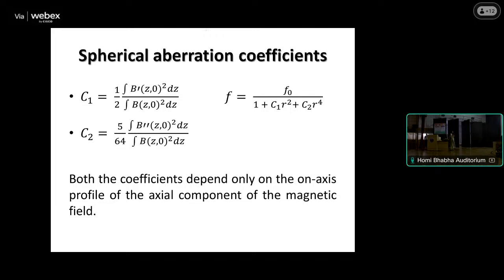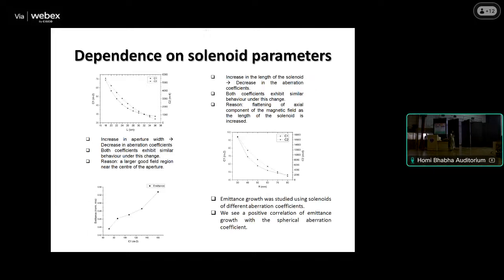This spherical aberration he has studied by varying the length. He has found that these two coefficients, which I explained in the previous slide, both decrease with increase in length. This is because when we increase the length of the solenoid, the field becomes flatter. Similarly, for increase in aperture, he has found that these coefficients decrease. With increase in spherical aberration, the emittance increases, so it is very crucial to decrease the spherical aberration coefficient.